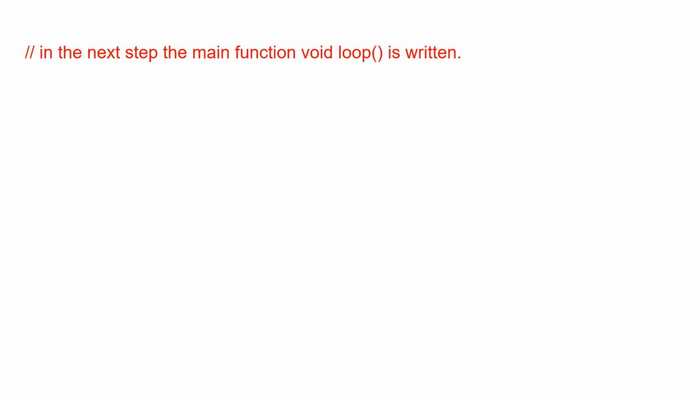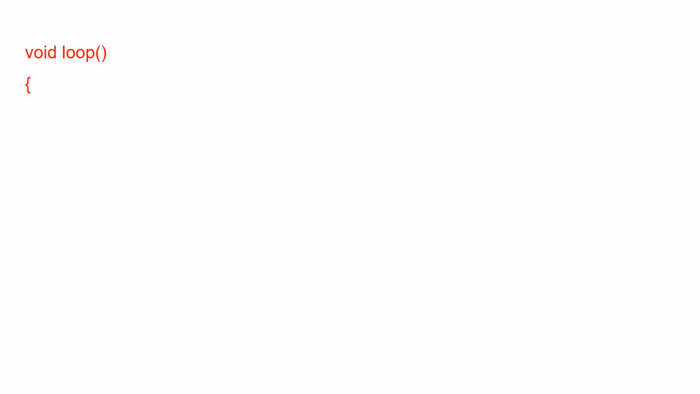In the next step, the main function void loop is written. Type void loop, open small bracket and close small bracket. Go to the next line and type open curly brace. Go to the next line and type time period equal to 2000 semicolon. This defines the value of time period integer variable equal to 2000, and this statement corresponds to step 7.